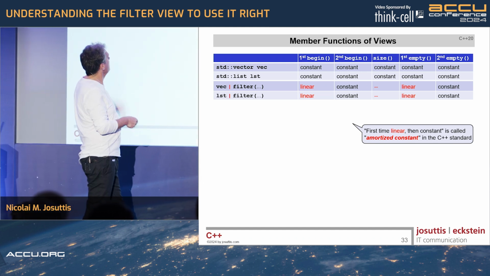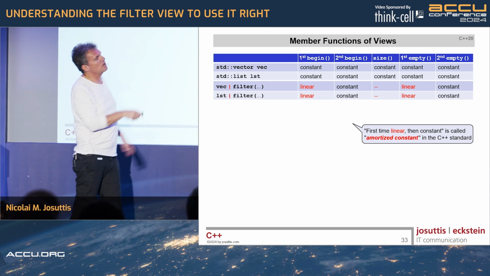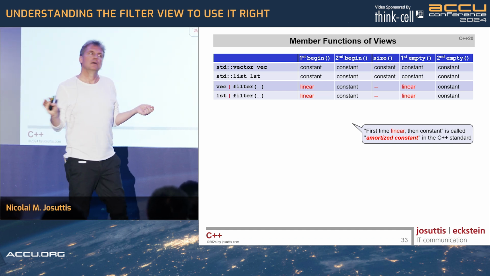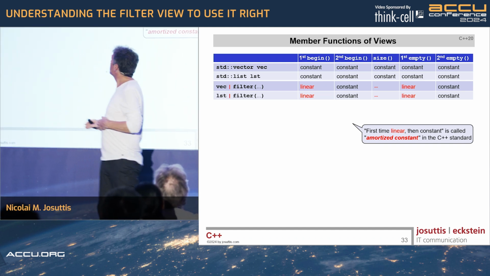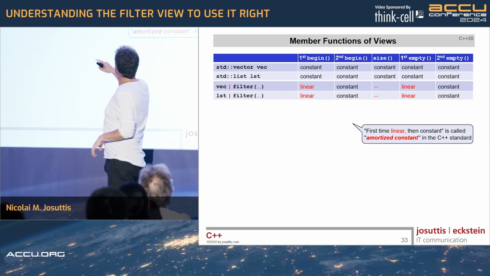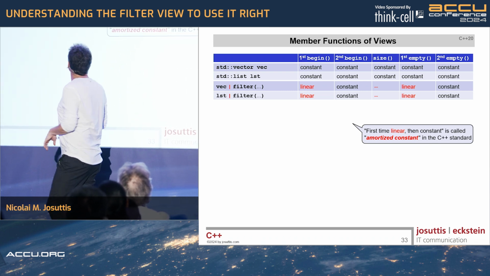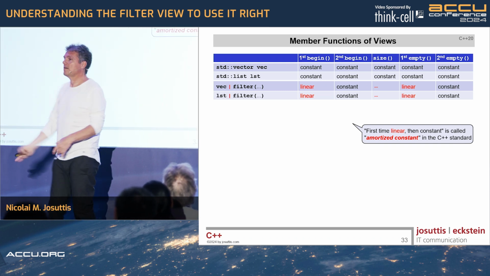If you compare ordinary containers, you call begin and size and empty. It's all constant functions. It doesn't matter how much elements you have inside. But with a filter operating on some container, the first begin has linear complexity. The second and further is then constant. The same is true for empty, and size is not available.